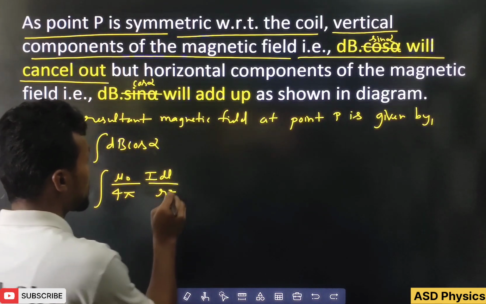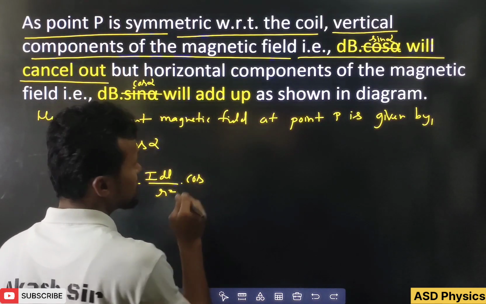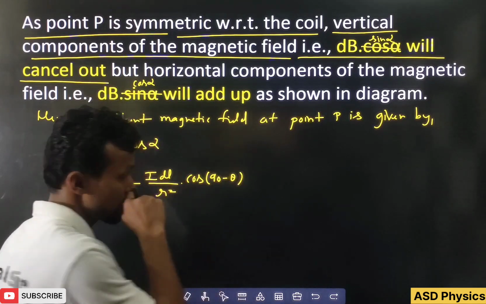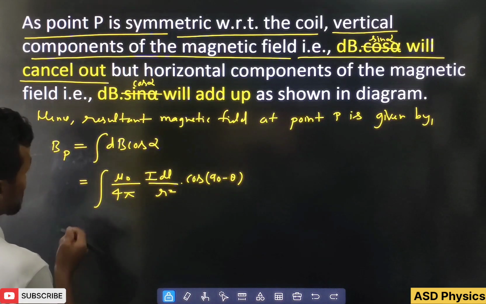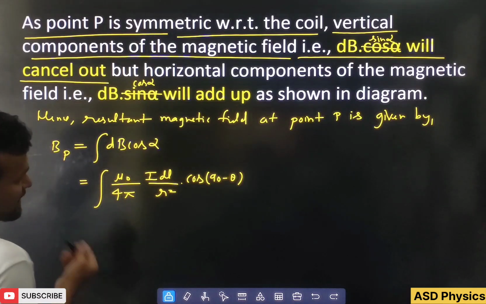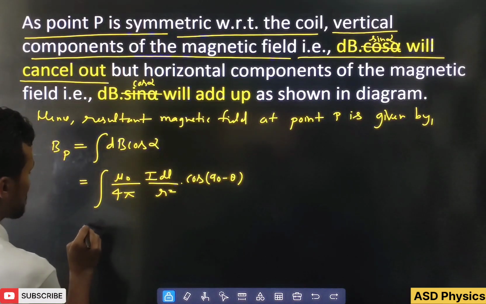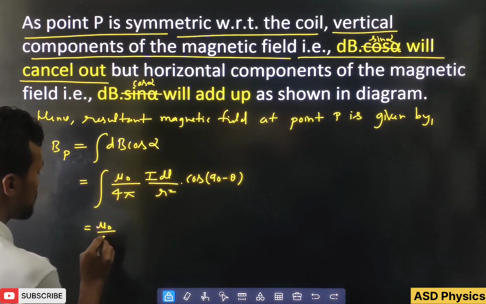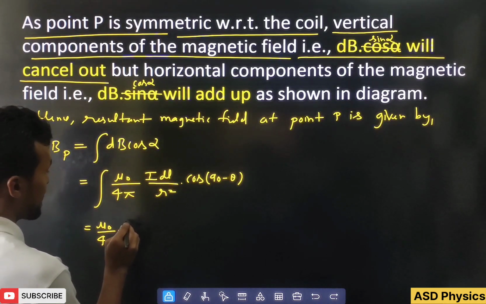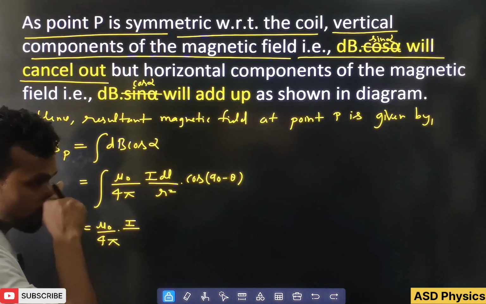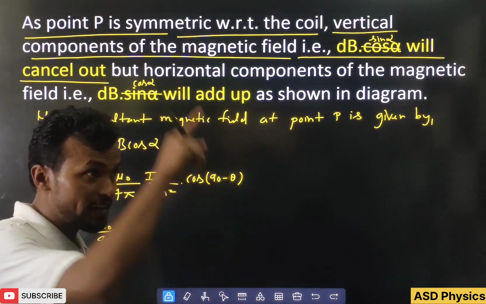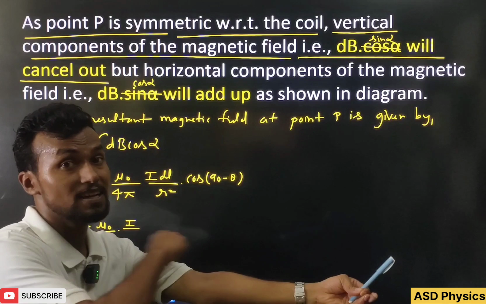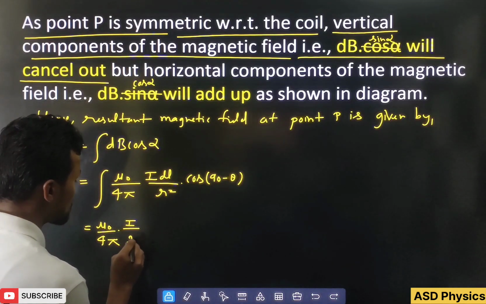After that, what is alpha? Alpha we know is 90 minus theta. So it will become cos 90 minus theta, and cos 90 minus theta is sin theta. Now which components are constant? Mu naught by 4 pi is constant, so it will come outside. This I is constant, and you know very well each and every current element and the observation point are equidistant. How much distance from all sides? R. So R is also constant here.